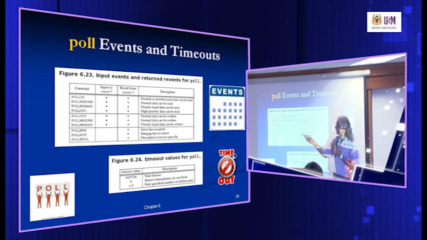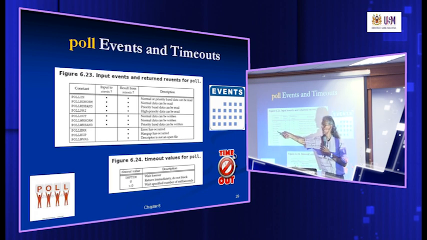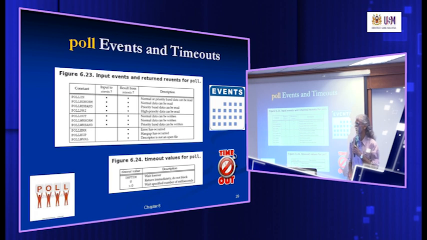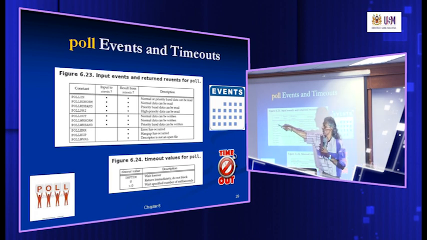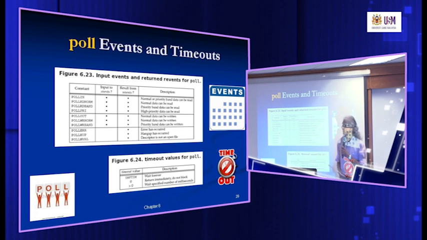And then you can also have POLLWRNORM, whether the particular socket is ready for a normal writing action. So normally what we can do is only POLLRDNORM or POLLWRNORM. And again, there will also be errors. Right?